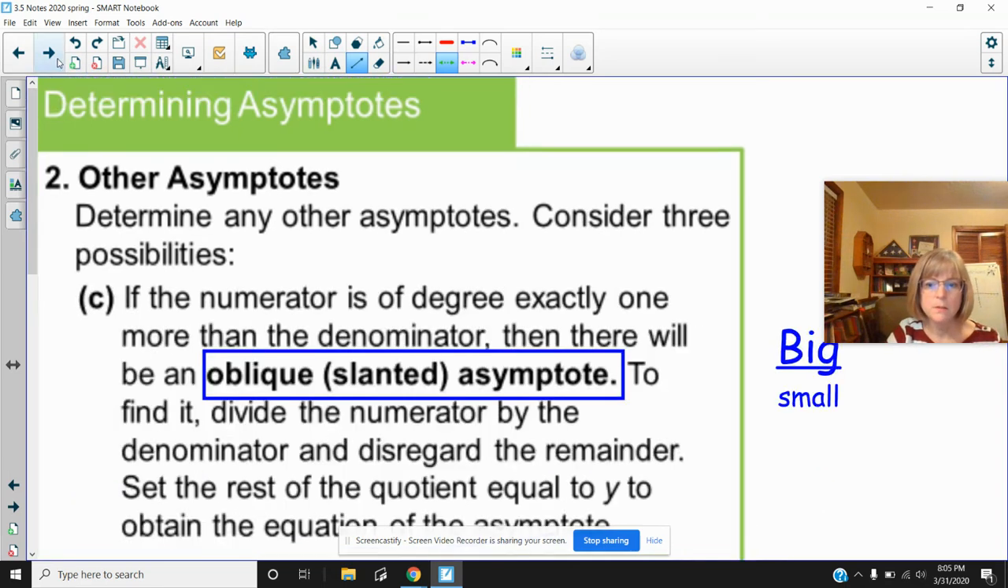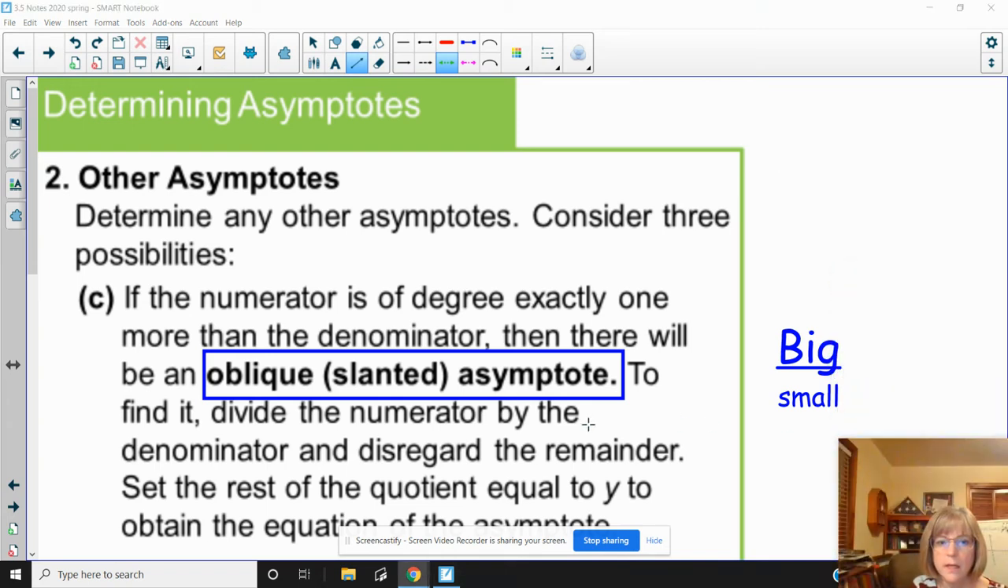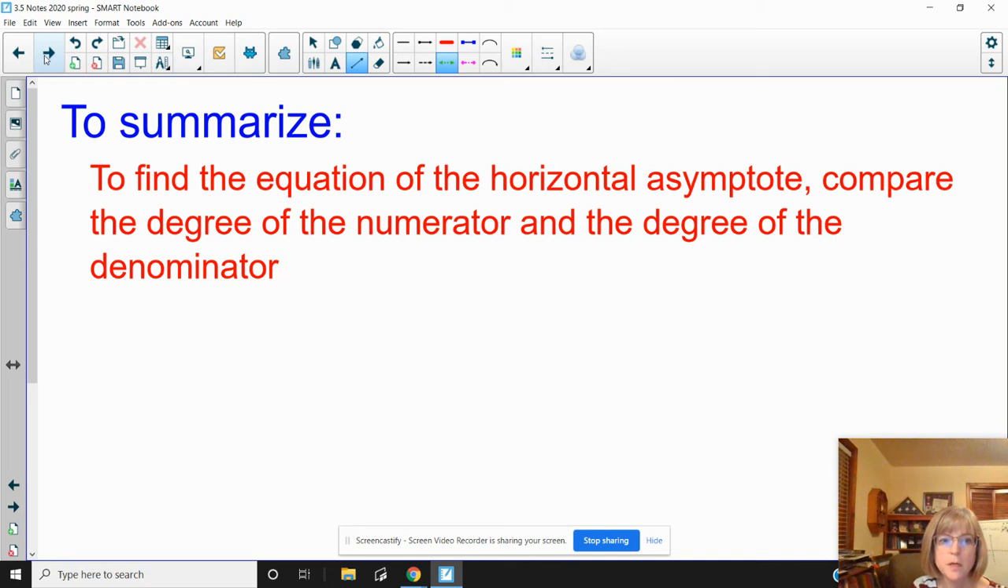Now, the third case is if you have large over small, and in that case, you don't get a horizontal asymptote, you get an oblique or a slanted asymptote. Now, what that is is a slanted line. It's not a horizontal line, it's not a vertical line, it's a slanted line. We are not going to cover those in this class. So all you have to know is when you have a larger degree on the top than you do on the bottom, and it has to be a larger degree of exactly one more, then you get this slant or oblique asymptote.